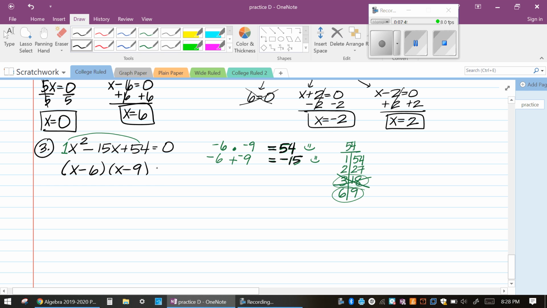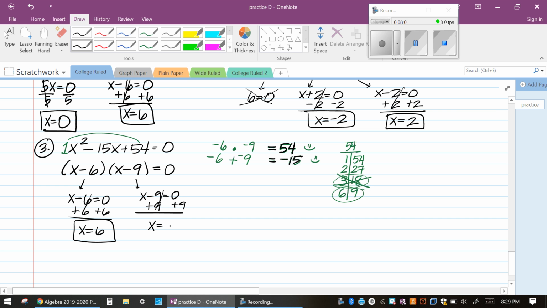But the directions didn't just say to factor, it said to solve. So I'm going to go ahead and set each of these equal to 0. They're both subtraction, so I'm going to cancel both of them with addition. So I'm going to have an answer of x equals 6 and x equals 9.